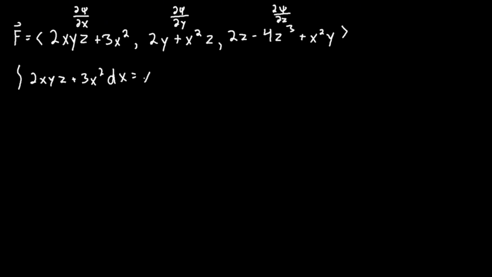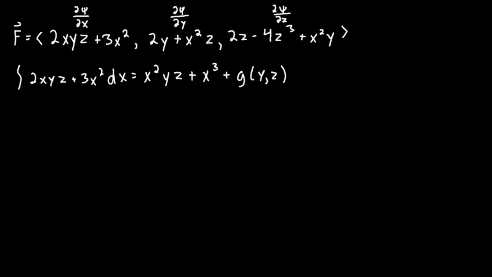So the integral with respect to x of this function is x squared yz plus x to the power of 3. Is that fair? Now here's the thing, whenever you find the integral of something, there's some constant. But in this case, there's partial derivatives. So we can say that there is a function that is dependent on y and z here.